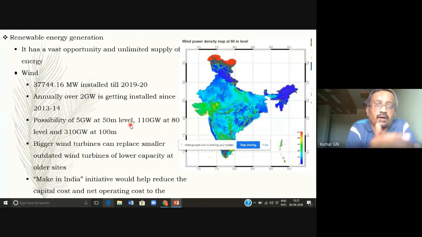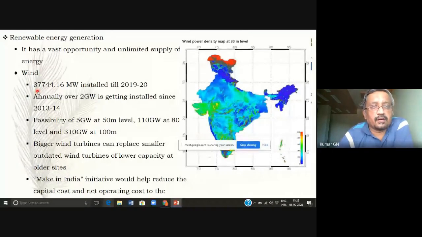The only thing is, wind energy is available extensively and is permanent, but we have to extract it. We have to convert wind energy into electricity and supply it. We have to see that the transmission losses are minimum. With respect to India, around 37,000 or 38,000 megawatt of wind power plants are installed, and annually 2 gigawatts is getting installed. Day by day they are installing new wind power plants so that production will improve.